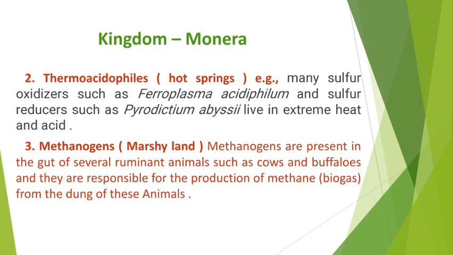Number one is halophiles. They are found in extreme salted habitats. Second, we have seen thermoacidophiles, found in hot springs. Then number three, we have seen methanogens. They are specifically found in marshy land and in the gut of ruminant animals such as cows and buffaloes.